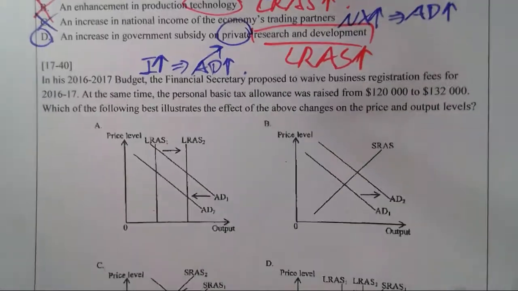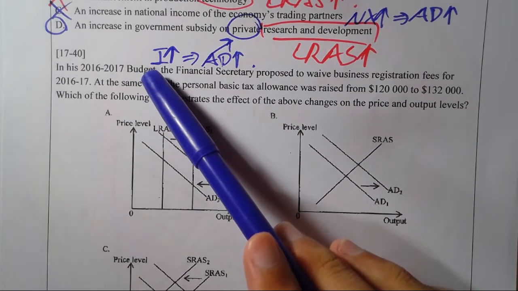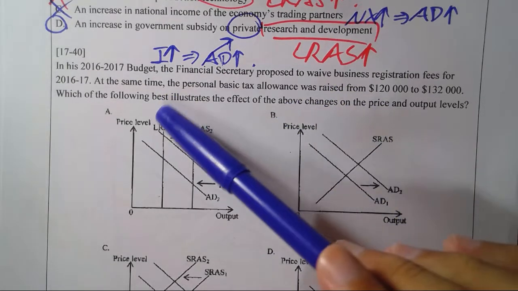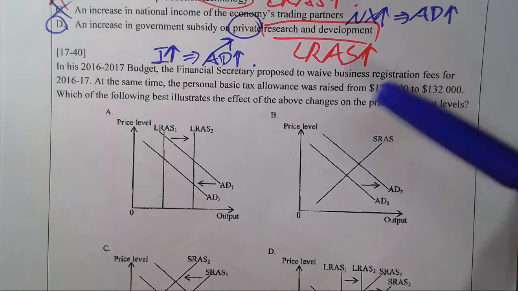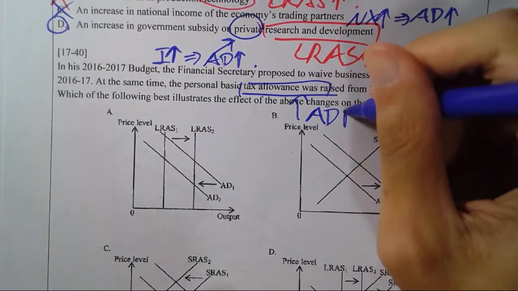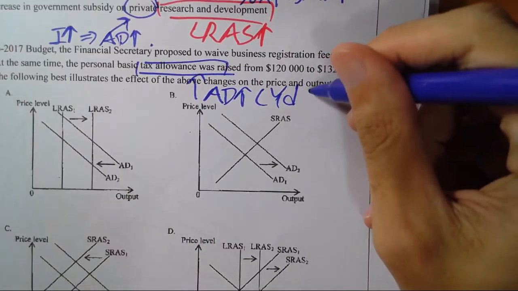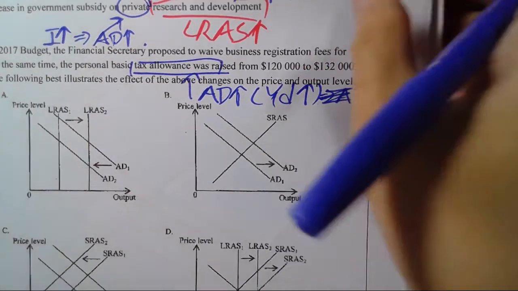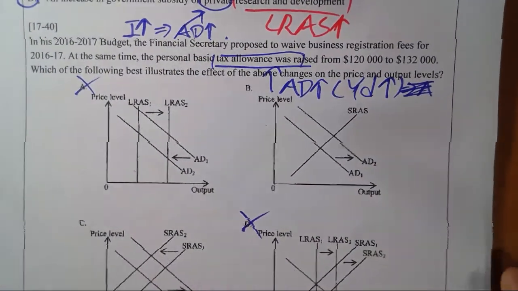Now, final MC. It says a certain financial budget did two things. First, basic tax allowance raised. When you have allowance raised, what does that mean? It means AD would go up because more allowance means less tax. Less tax means YD goes up. So AD would go up immediately. So A and D can die, right?